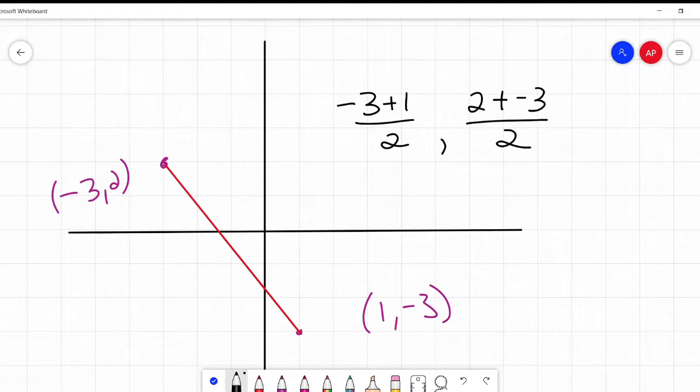So for our x's, negative 3 plus 1 is negative 2. Negative 2 divided by 2 is negative 1. The other one, 2 plus negative 3 is negative 1. Negative 1 divided by 2 is negative 0.5 or negative 1 half. So let's look over here and see, all right, negative 1 and negative 1 half right there. There's our midpoint. It works.